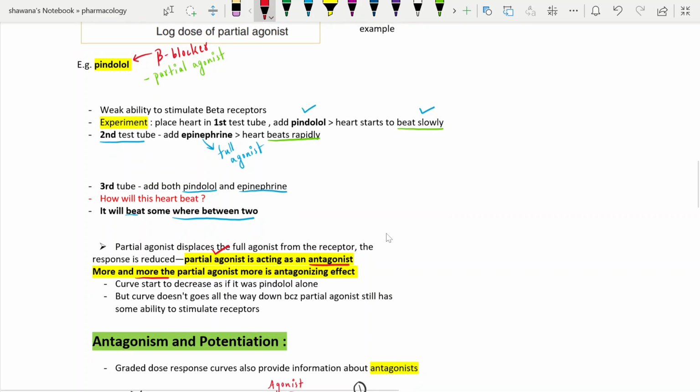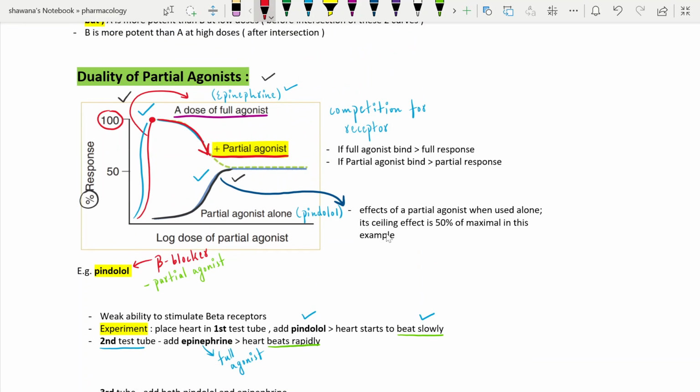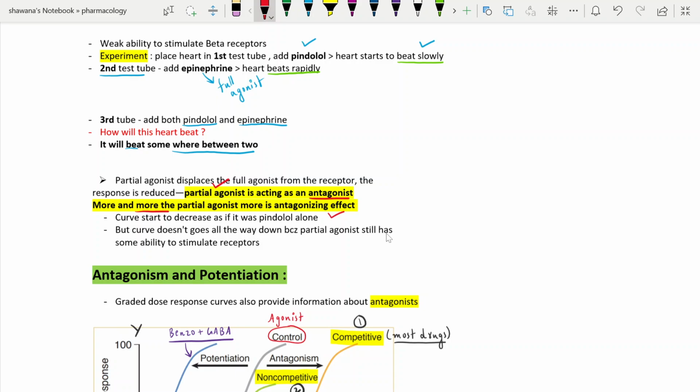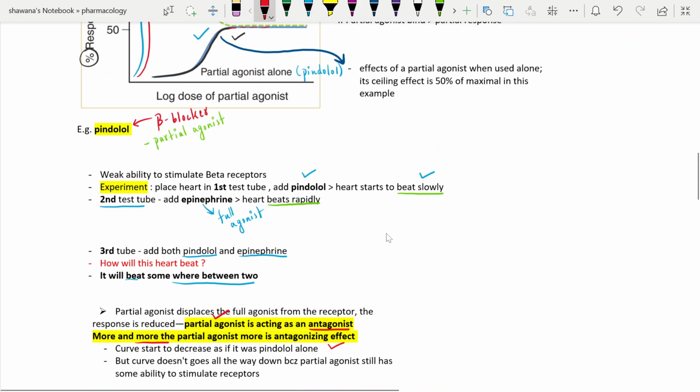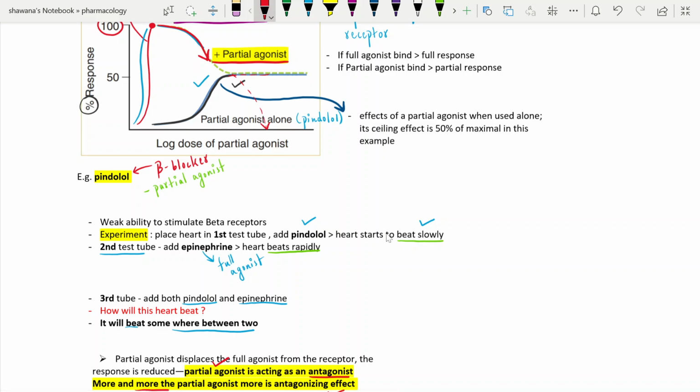Are you understanding that? The curve starts to decrease after we have added pindolol, as if it was the curve of pindolol alone. Pindolol alone has the curve of this, right? But if we add pindolol to epinephrine, the curve also starts to decrease. The curve does not go towards touching the x-axis, because a partial agonist is still an agonist. It has some capability to have some response, so it will be somewhere between the two.